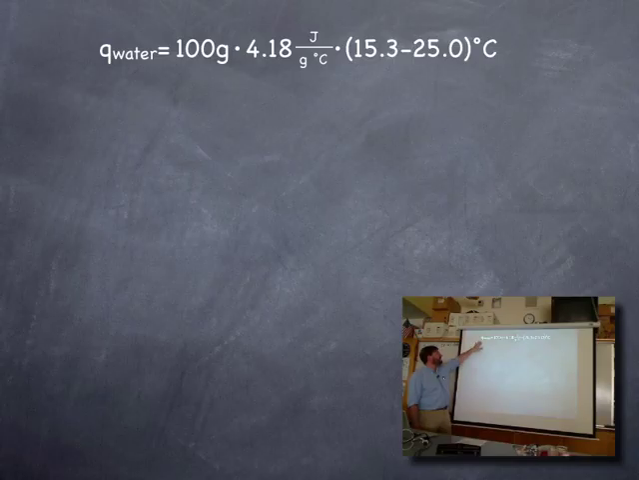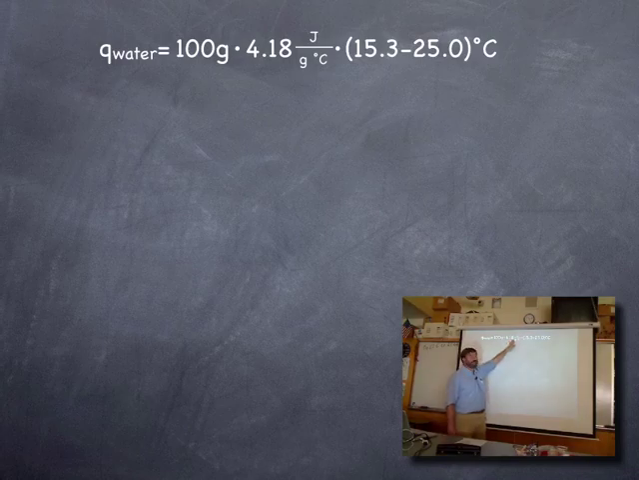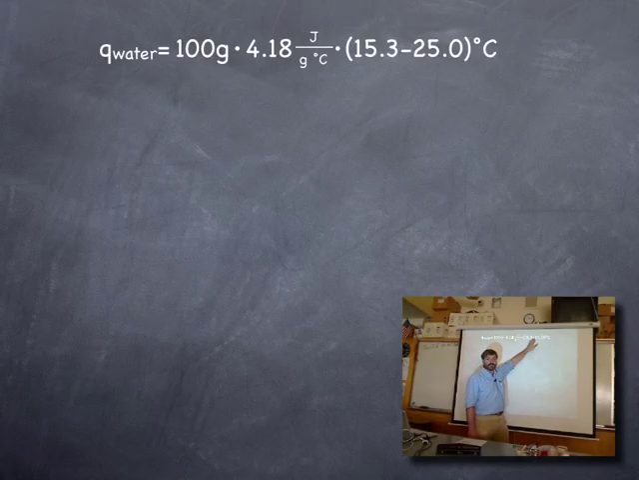Let's calculate Q for the water. 100 grams of water, 4.18 joules per gram degree Celsius. That's the specific heat capacity of water. Okay? Specific heat capacity of water. The change in the temperature, 15.3 minus 25.